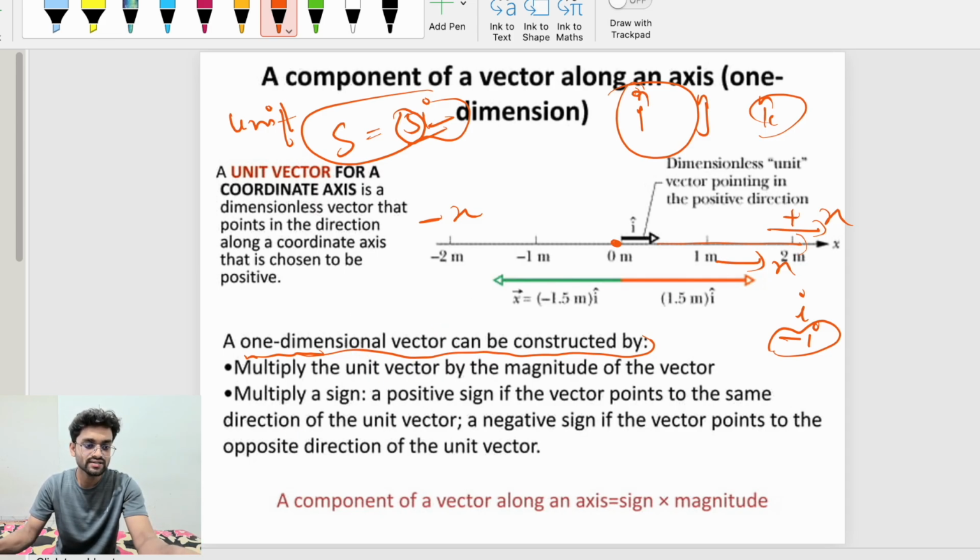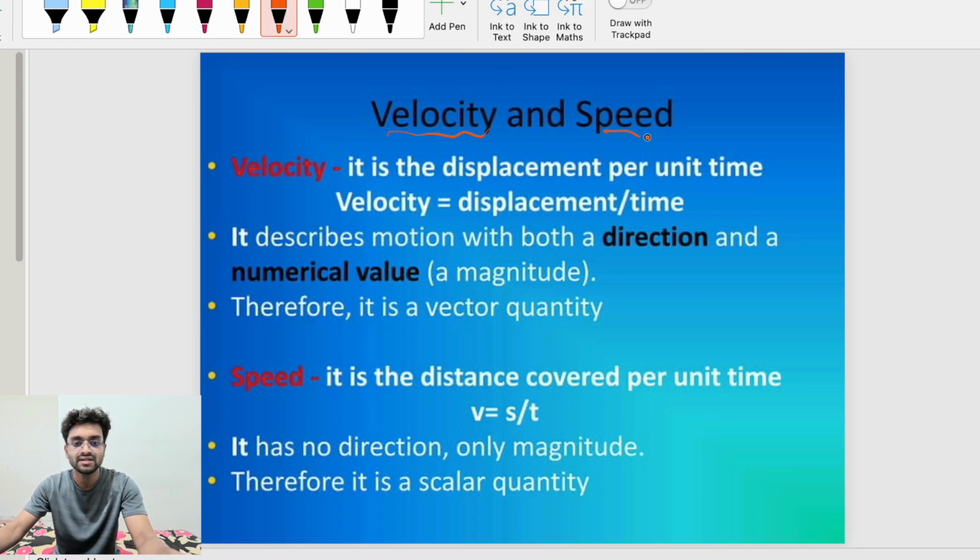Now let's understand velocity and speed. So what is velocity?